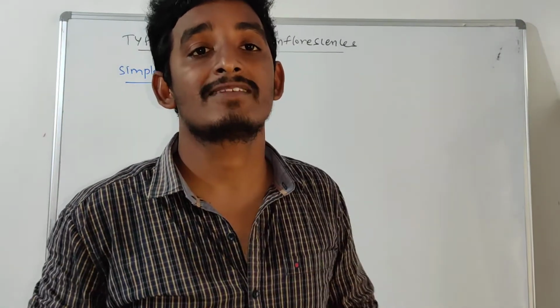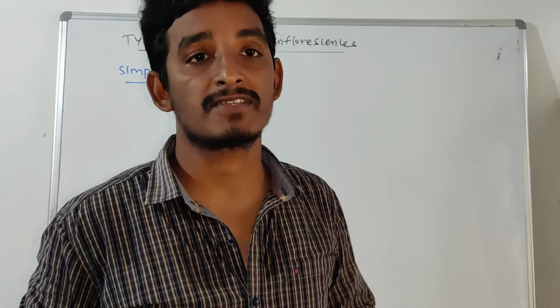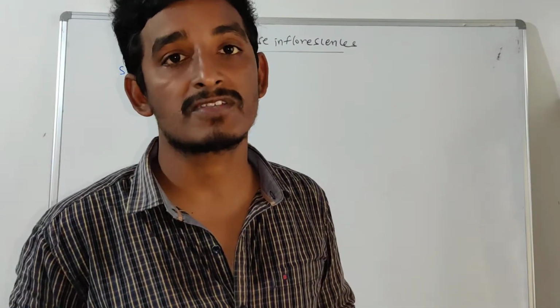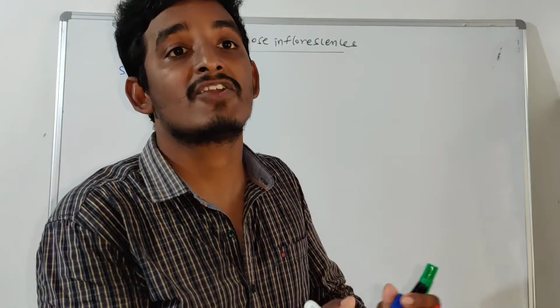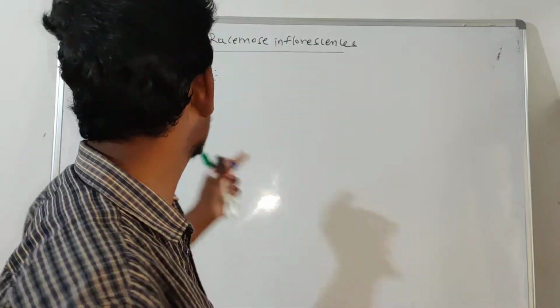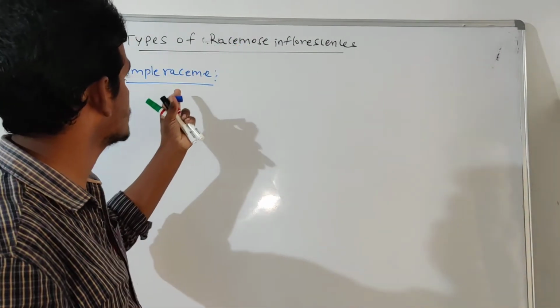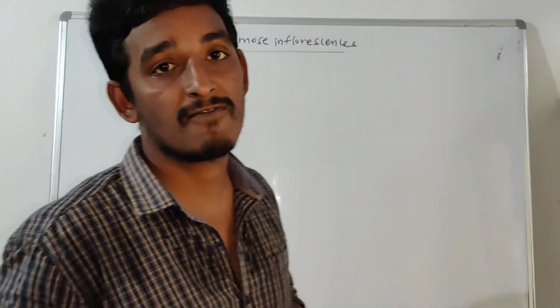Here the simple raceme inflorescence is similar to the racemose inflorescence. We already know about a racemose inflorescence. Here the peduncle shows continuous growth, so it never terminates with a single flower. So here also it is a type of racemose inflorescence, right? That's why it is similar to the racemose inflorescence.